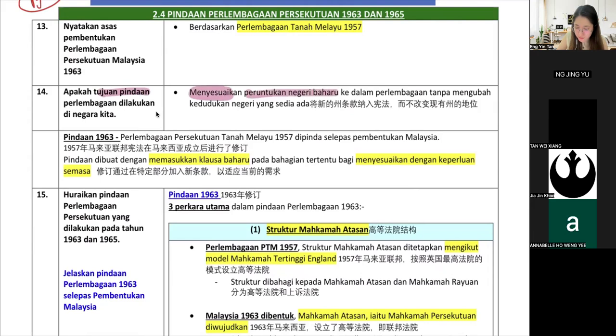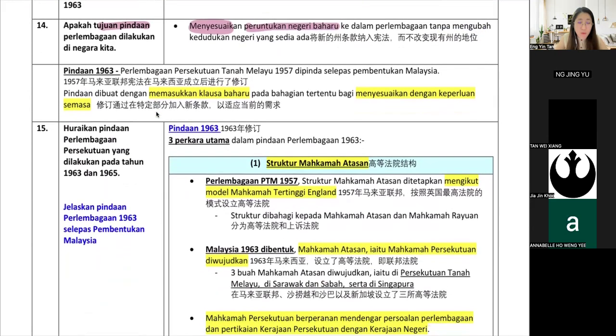Menyesuaikan peruntukan negeri baru ke dalam perlembagaan. Because we need to adapt to the new situation. Because you never know, sometimes we get new members joining our country, like Singapore, Sabah, Sarawak, that time they joined us. So that's why we need to change the law. Cannot apply the same thing, not fair to them, okay? So we need to adapt the new rules without changing the current situation.